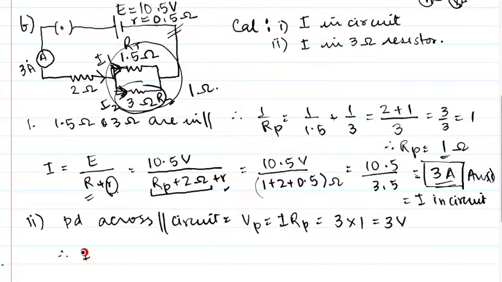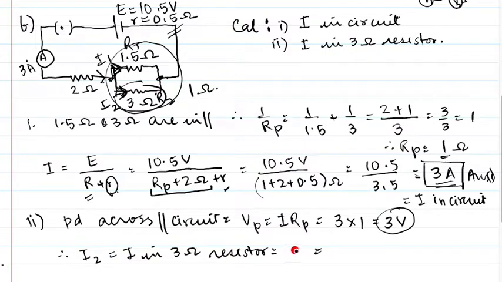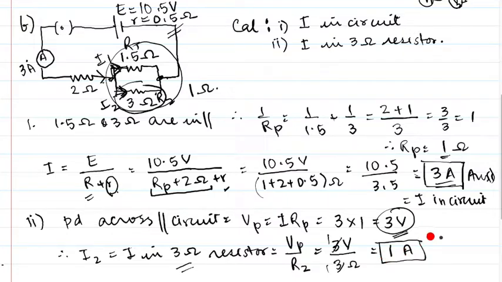So therefore I2, which is the current in the 3 ohm resistor, is going to be equal to Vp upon R2, because V is equal to IR. So I becomes equal to V upon R. Your Vp is the PD across the parallel circuit, which we found here as 3 volt, and R2 is this 3 ohm, and that will give us 3 ones and 3 ones here. So that is 1 ampere. Okay, so that is your answer 2.